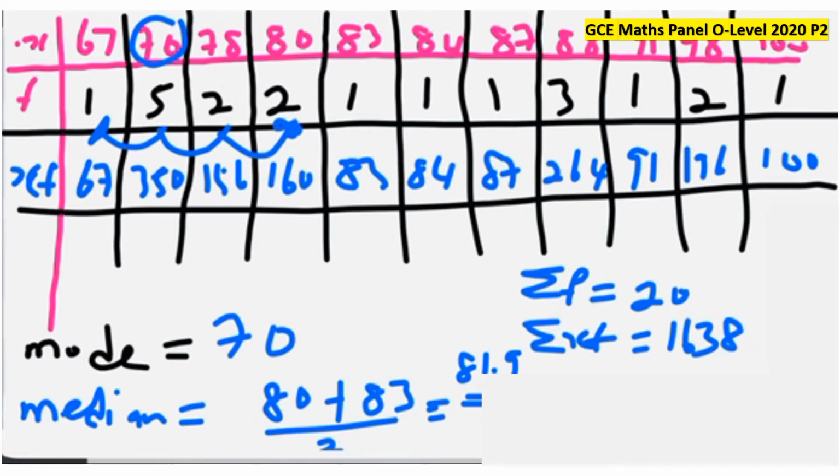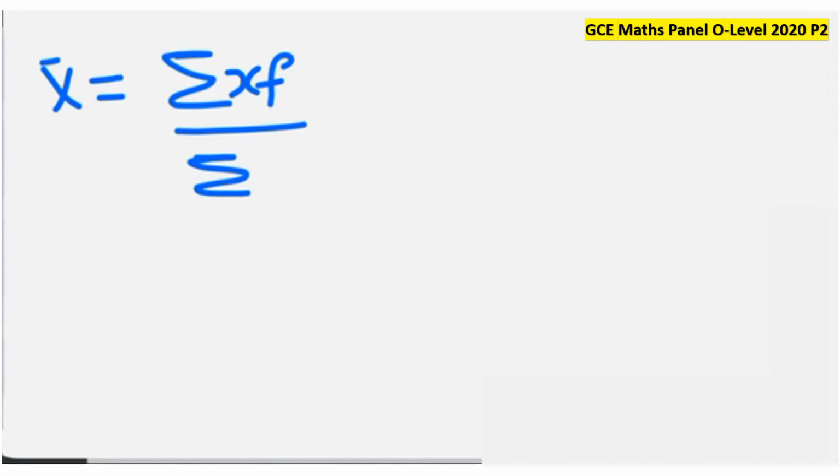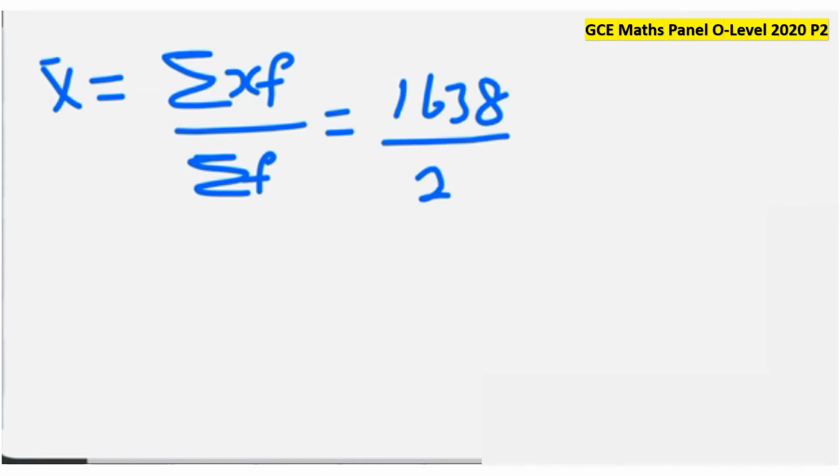So from this value, we can now obtain our mean using the formula. Our mean, x bar, will be given by the summation of each score times its frequency divided by the sum of frequency. And this gives us 1,638 divided by 20. Using the calculator, that gives us 81.9. That's our mean, 81.9.